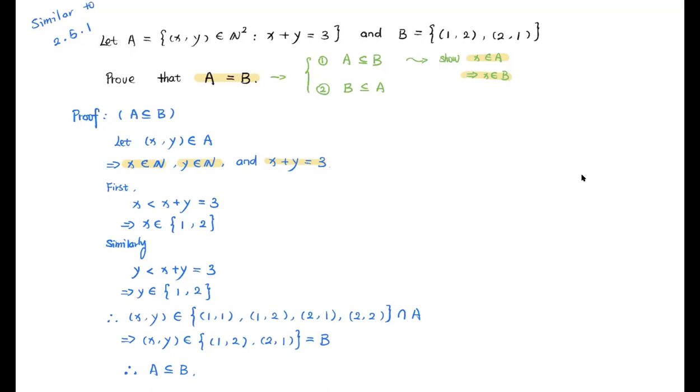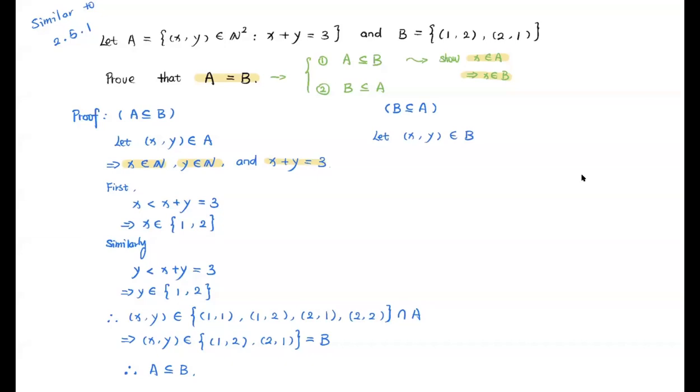Any other question? Can I move on to the next direction? Okay. So our next direction, I want to show B is a subset of A. To show that, again, we pick an arbitrary element from B. So let xy be an element of B.